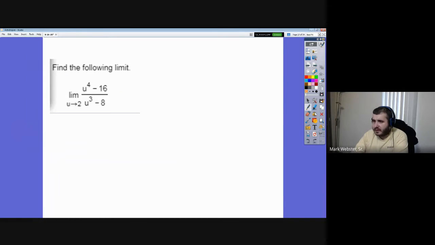Okay, what else do we have here? Same idea here with this one. There's a hole on the bottom. If I try and plug in 2, I get 0 over 0 again, and I don't want that. So what we can do is we can factor out the top and factor out the bottom.